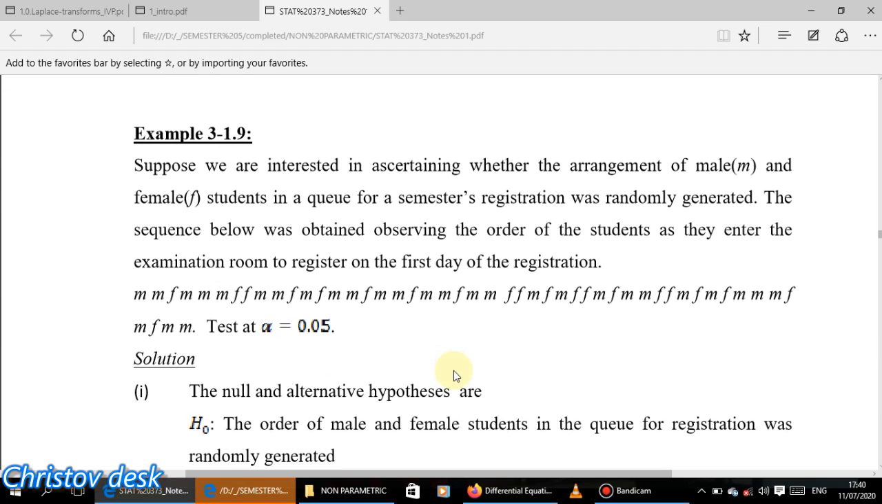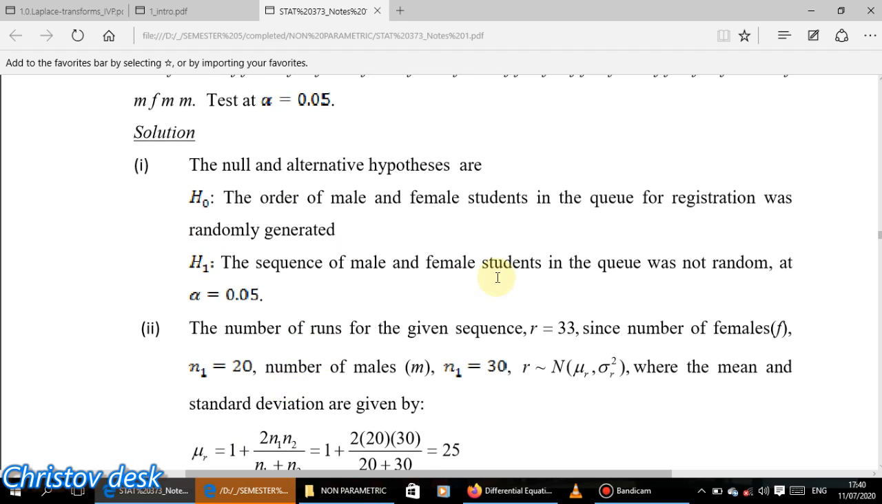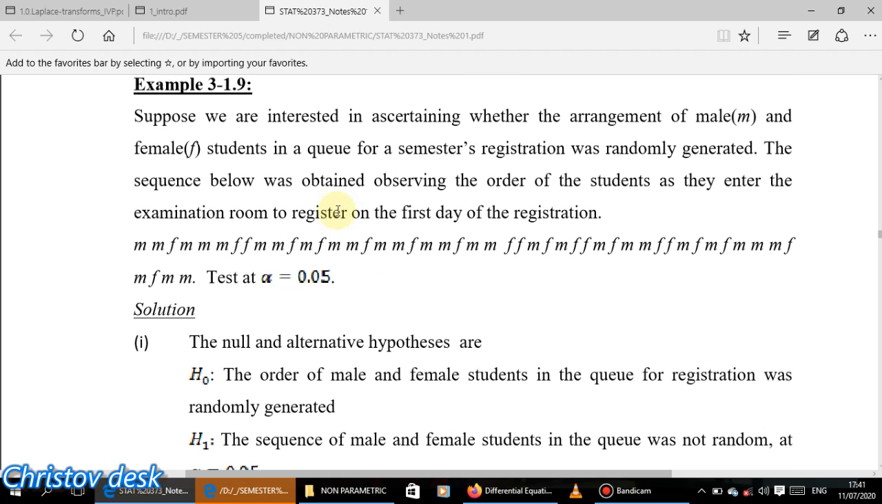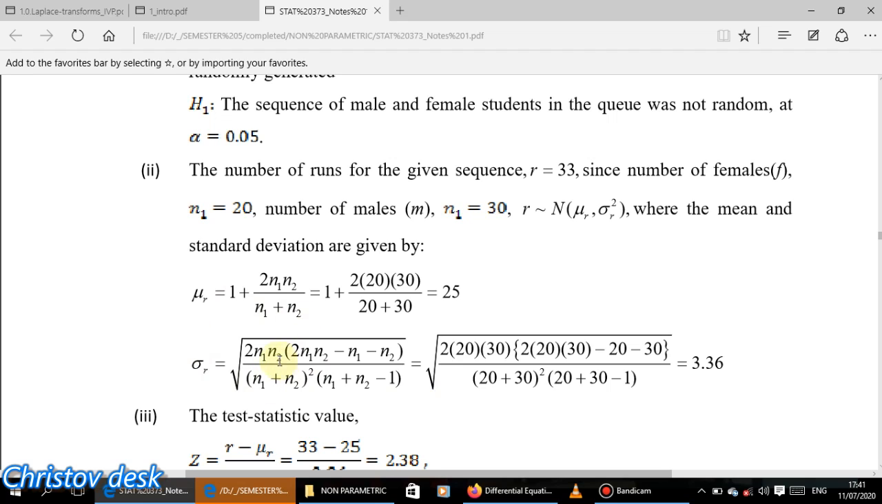So this is an example on that. When you count, the test statistic is there, and remember n1 is 20 and n2 is 30, so it's a large sample. The number of runs there, if you count, is 33, so you have to find the mean. 1 plus 2 times n1 n2, over 20 plus 30, which is 25. This is the mean, and then the variance, which gives the standard deviation, is this formula. We just put in n1 and n2 and we get 3.36.